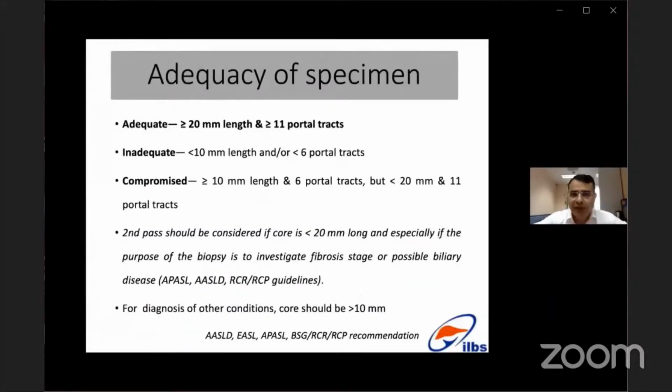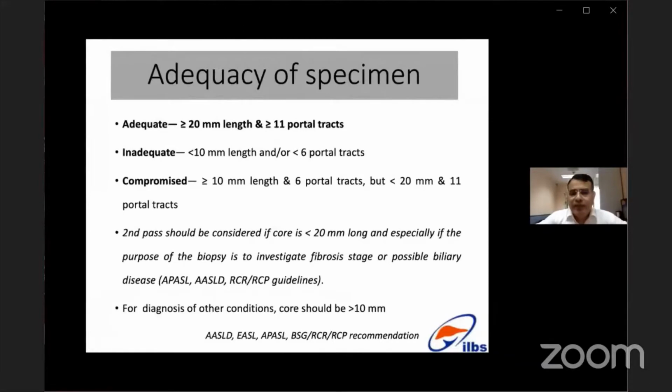So what is the adequate specimen? It should be 20 millimeter in length and should contain 11 portal tracts. So this is an adequate sample. And what is inadequate? Less than 10 mm length and less than 6 portal tracts. So this is inadequate. A diagnosis may not be nicely made with an inadequate sample, but we may have in between a compromised sample where the tissue is more than 10 millimeter length and 6 portal tracts, but not 11 portal tracts.